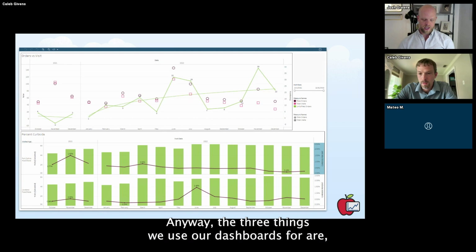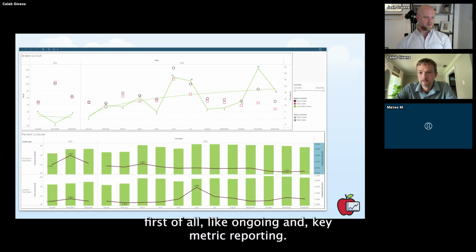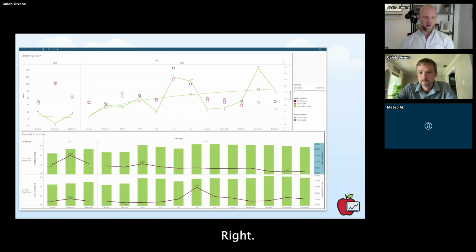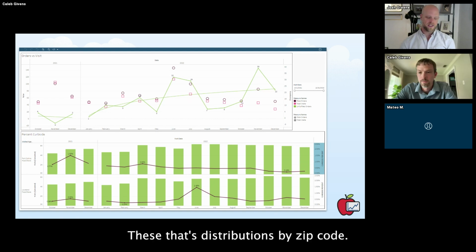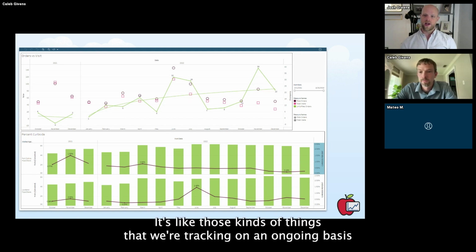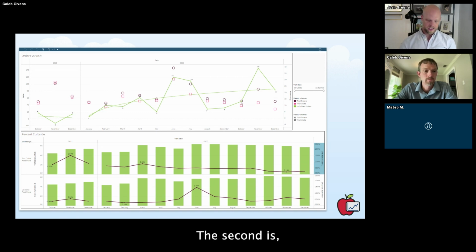The three things we use our dashboards for are, first of all, ongoing key metric reporting, right? So that's unduplicated individuals served, agency pounds, agency product fees, distributions by zip code. Those kinds of things that we're tracking on an ongoing basis to understand the operational health of our organization. The second is more periodic reporting.